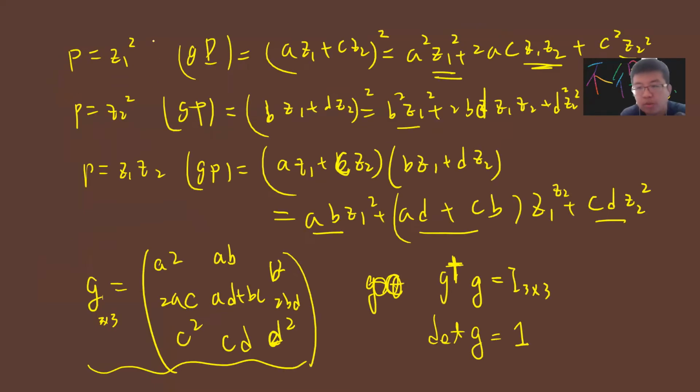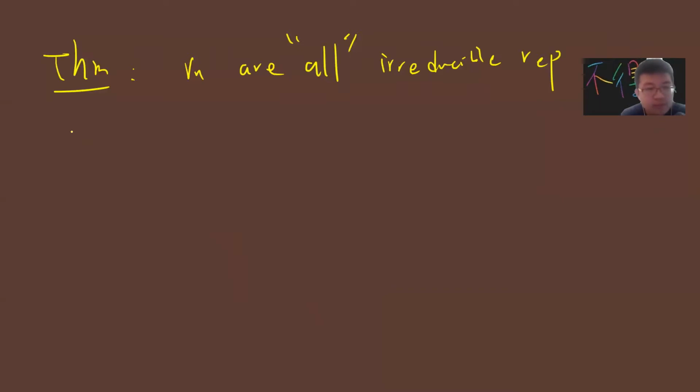Okay, but let's just go to the key theorem. We know that this is a representation of SU2. The theorem says that these Vn are all irreducible representations, which is the non-trivial part, and basically every irreducible rep will be one of them.